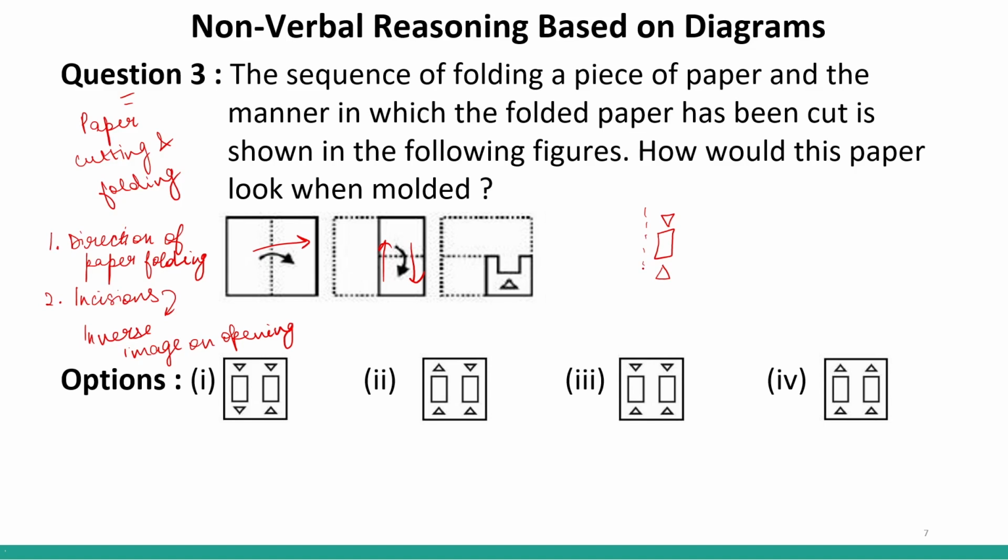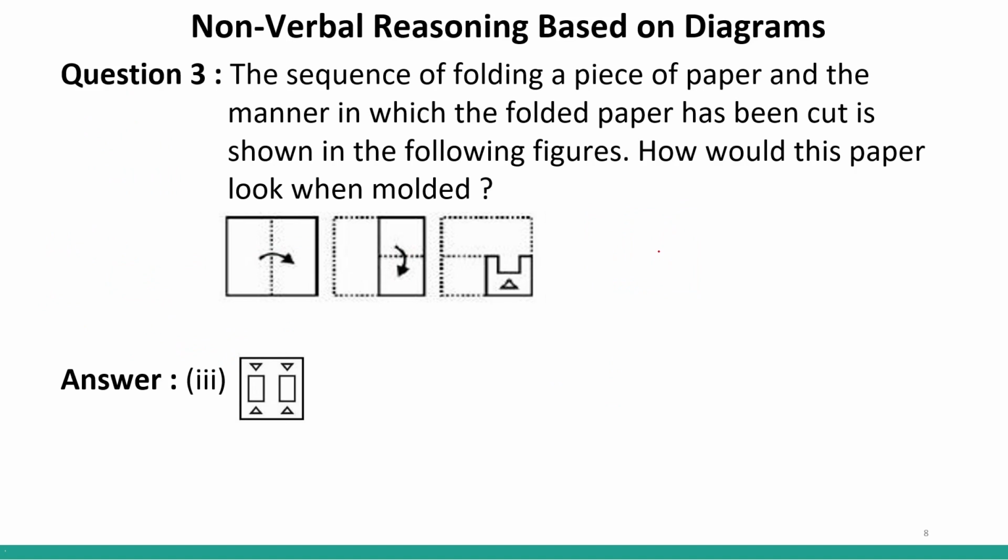This is a dotted line because this is still folded upon this line. Clear? Now if I open my paper, I'll get an inverse image. So this I'll get over here, this I'll get over here, and this I'll get over here. So my image will look like this. And this is given in option number 3. So option number 3 will be your correct answer to this question. So the placement and direction of the triangle is very important, as well as the placement of the rectangle. Okay, this is the solution.